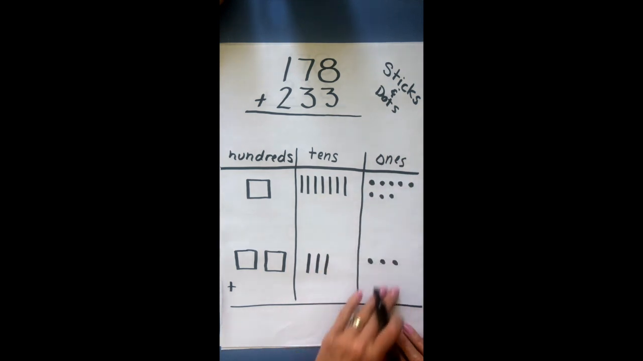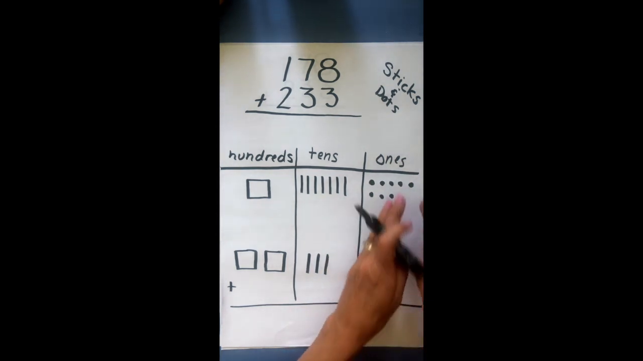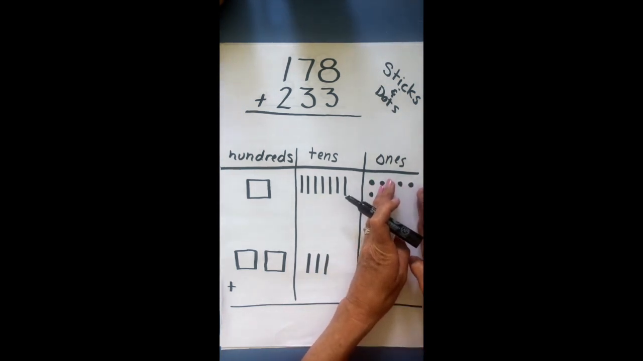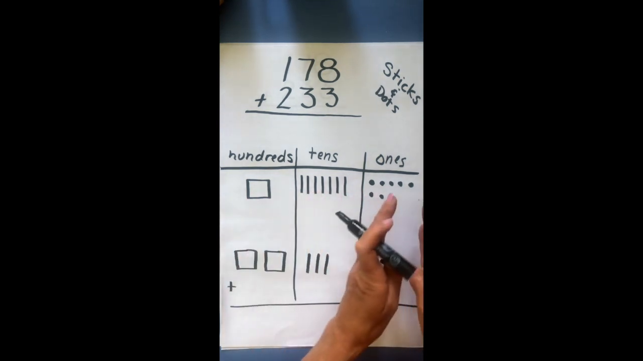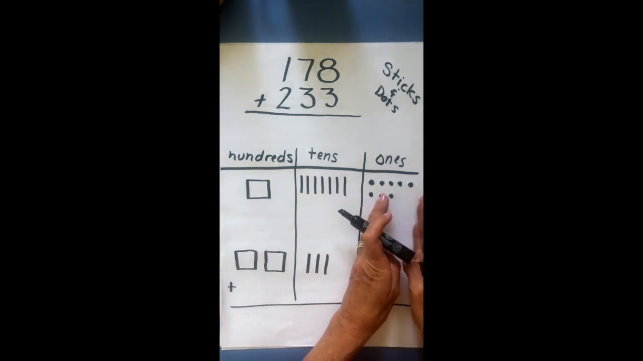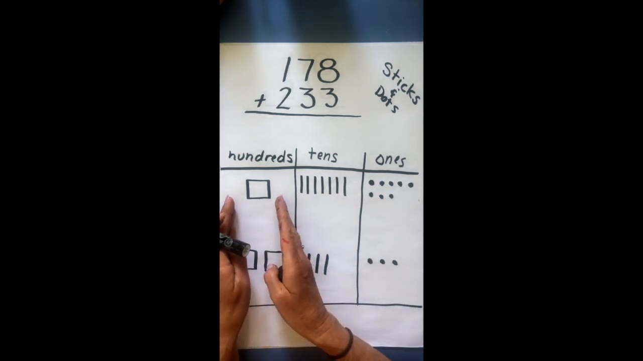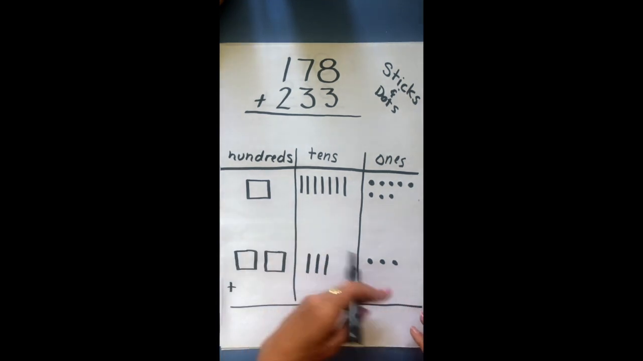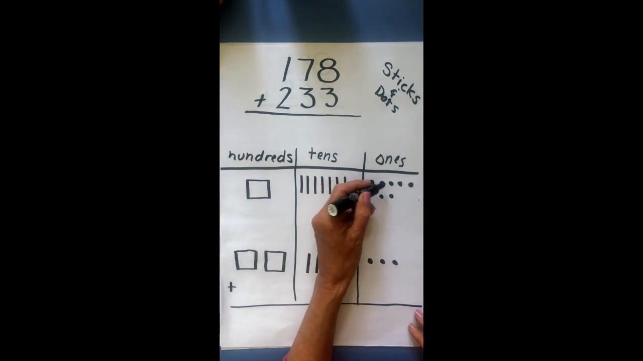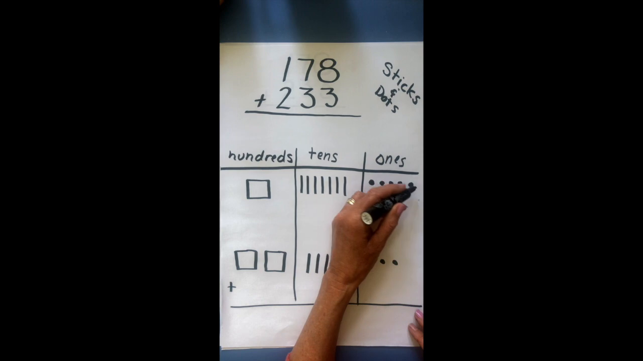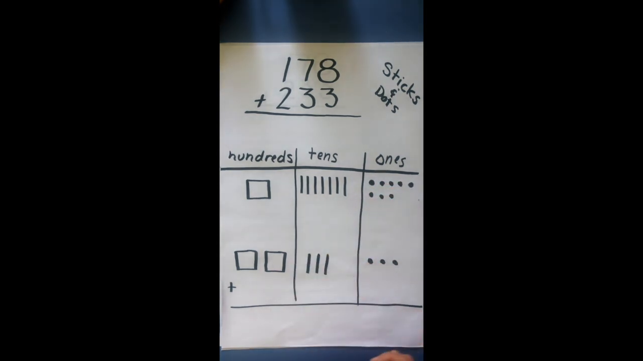And remember, I always start with my ones, because in the ones house, we only can have up to 9 of each thing. So this ones house only can have 9 dots. This only can have up to 9 sticks. And this only can have up to 9 flats. So here we go, let's check. 1, 2, 3, 4, 5, 6, 7, 8, 9, 10, 11. Wow, well that's too many.